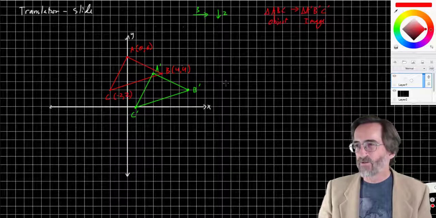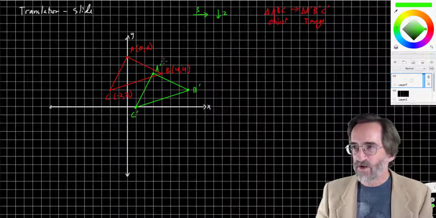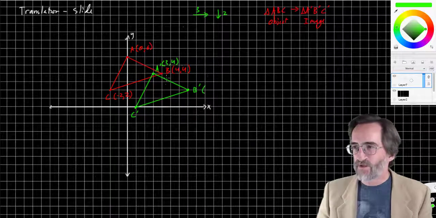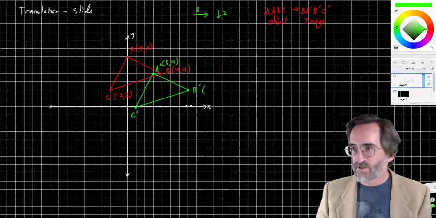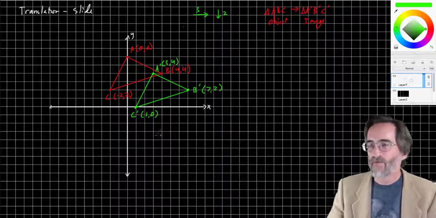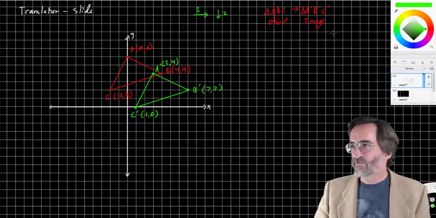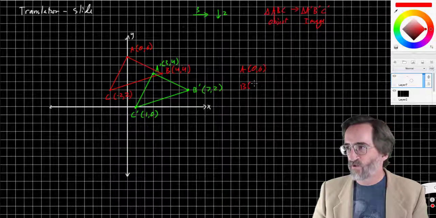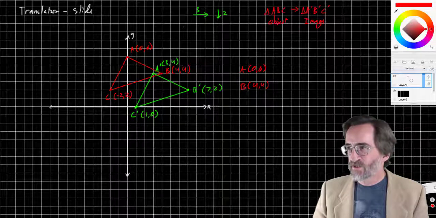Okay. Now I want to list the new coordinates. A prime, if I look at it, is 3 to the right and 4 up: (3, 4). B prime is 7 to the right and 2 up: (7, 2). And C prime is 1 to the right and 0 up: (1, 0). Now I want to list the original coordinates off to the right a little bit and take a look at what happened. A is (0, 6). B is (4, 4). And C is (-2, 2).